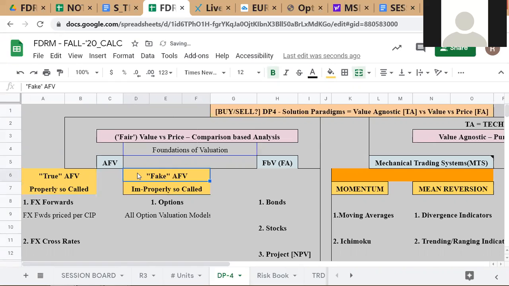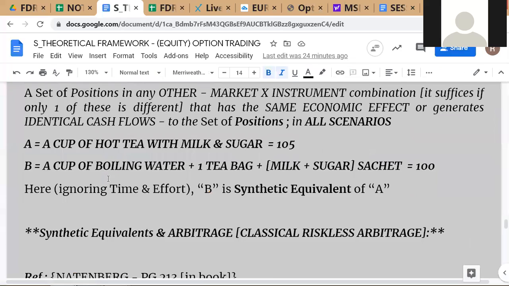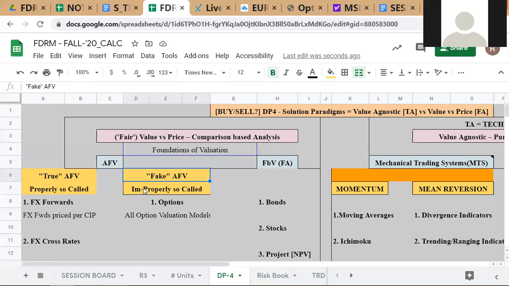We'll come to this later on in the same session, but let's continue with our discussion. It is called fake AFV because it is actually not arbitrage. It's not possible to execute the arbitrage and make sure that the market price becomes equal to the synthetic equivalent price. We'll understand this very soon. We'll put on these two terms, true AFV and fake AFV.